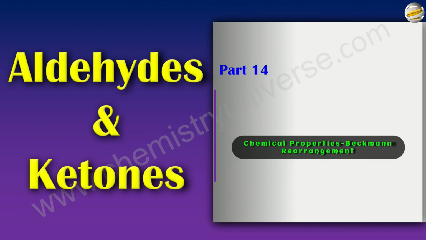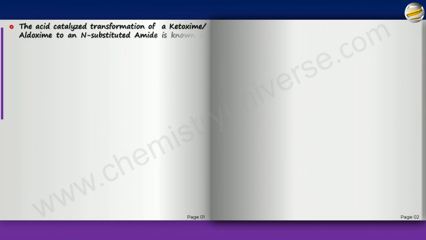All right, so here we go. Aldoxime and ketoxime. This is an acid catalyzed transformation of a ketoxime or an aldoxime to an N-substituted amide, and this is known as the Beckmann rearrangement.